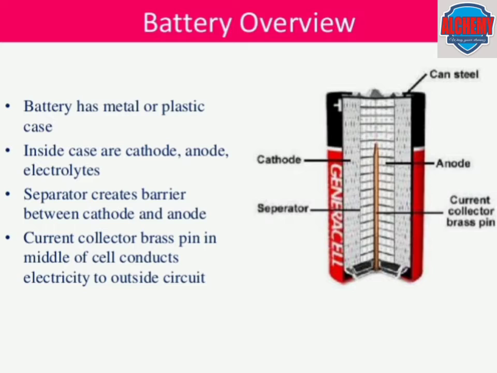A battery has a metal or plastic case. Inside the case are the cathode, anode and electrolyte. Separators create a barrier between the cathode and anode. The current collector brass pin in the middle of the cell conducts electricity to the outside circuit.